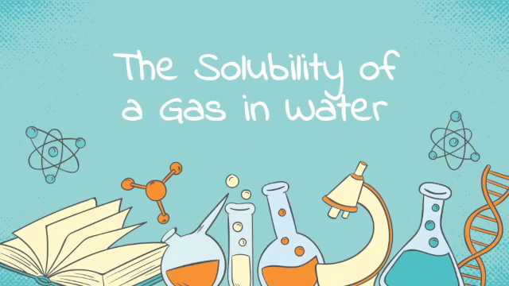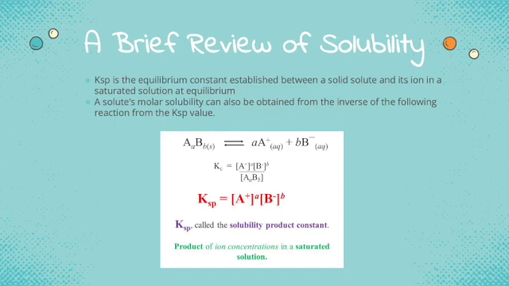Today, we will be exploring the solubility of a gas in water. To review an earlier unit, solubility is defined as the property of a chemical substance called solute to dissolve in a solvent. Throughout the course, we learned that the equilibrium constant for the equilibrium established between a solid solute and its ions in a saturated solution can be represented by Ksp, the solubility product constant.